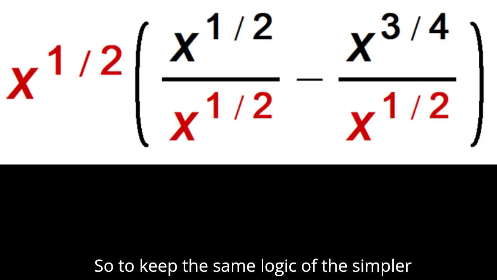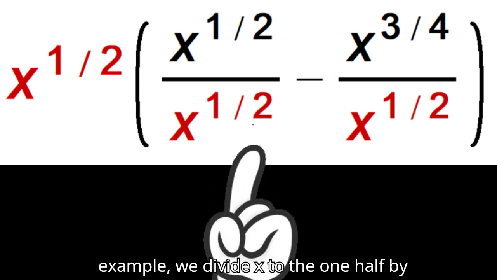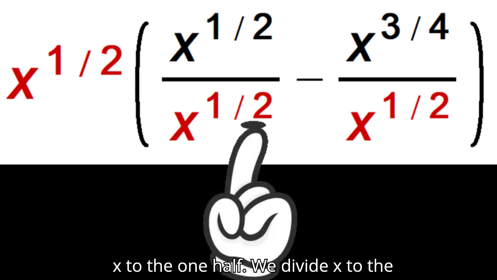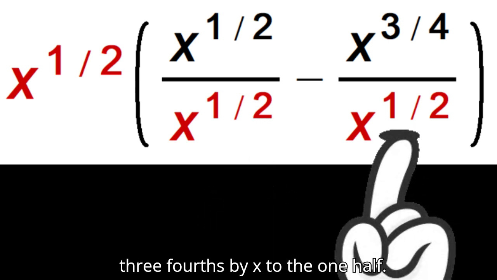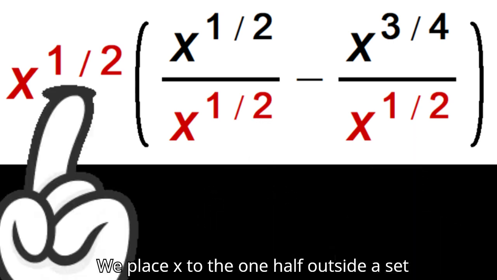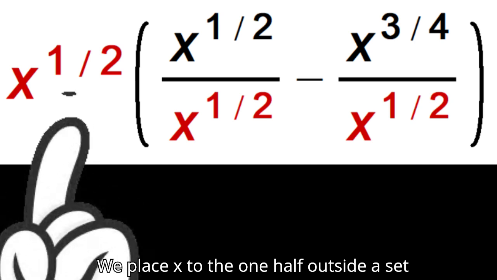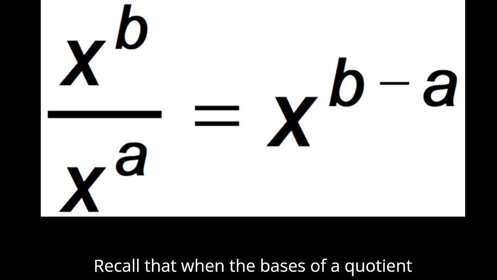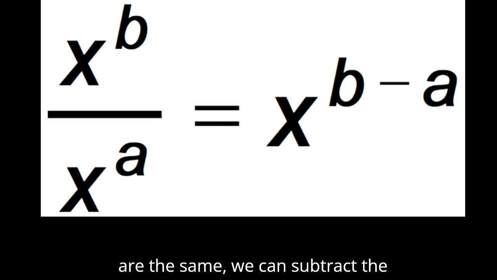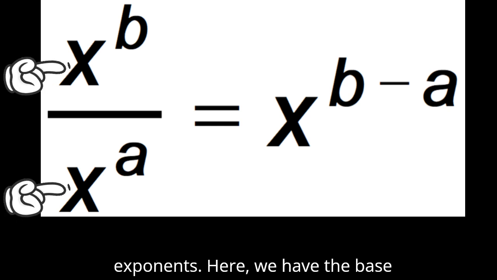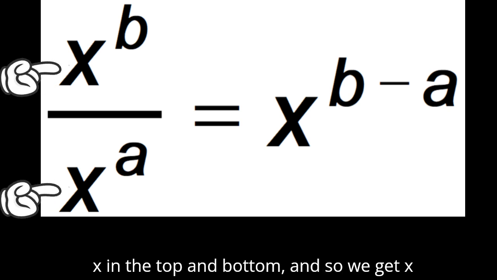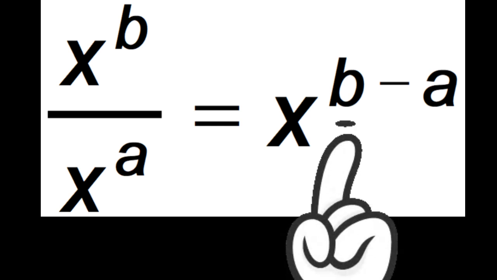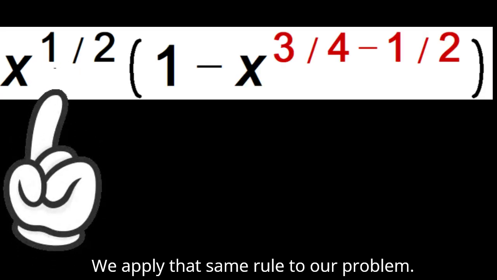So to keep the same logic of the simpler example, we divide x to the 1/2 by x to the 1/2. We divide x to the 3/4 by x to the 1/2. We place x to the 1/2 outside a set of parentheses. Recall that when the bases of a quotient are the same, we can subtract the exponents. Here, we have the base x in the top and bottom, and so we get x raised to the b minus a. We apply that same rule to our problem.